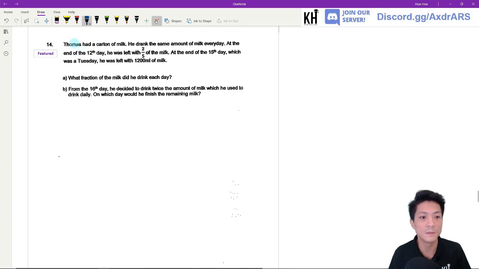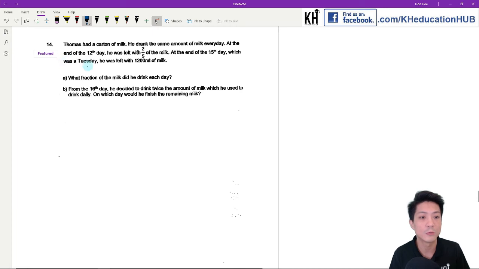Question 14. Thomas had a carton of milk. He drank the same amount of milk every day. At the end of the 12th day, he was left with 2/5 of the milk. At the end of the 15th day, which was a Tuesday, he was left with 1,200 ml of milk. What fraction of milk did he drink each day?